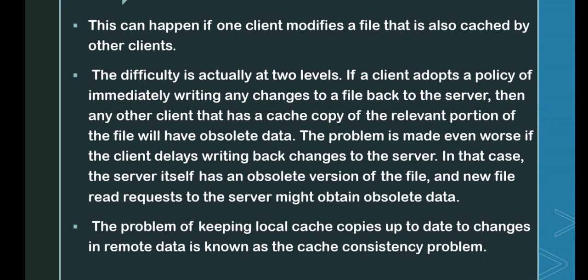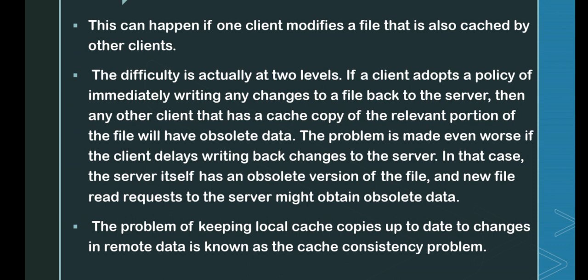Okay. This can happen if one client modifies a file that is also cached by other clients. So at a time a file can be accessed by different clients, and one client modifies a file that is already cached by the other clients. So what happens? The difficulty is actually at two levels. If a client adopts a policy of immediately writing any changes to a file back to the server, then any other client that has a cache copy of the relevant portion of the file will have obsolete data.